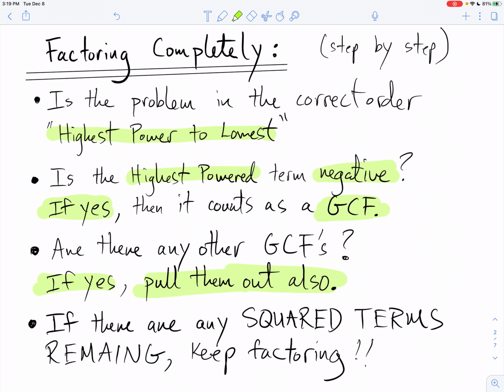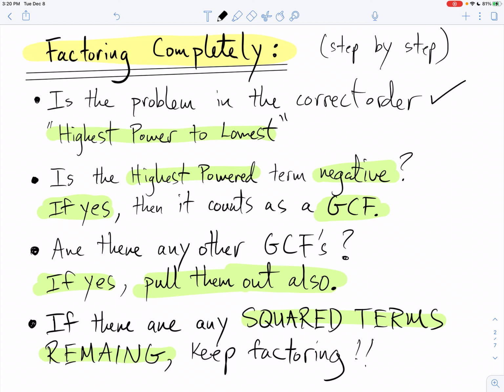And if there are any squared terms remaining, you keep factoring. It means you have not factored completely. So let's go through some examples. You're going to see a couple different looks, but they all obey this exact same order of stuff.